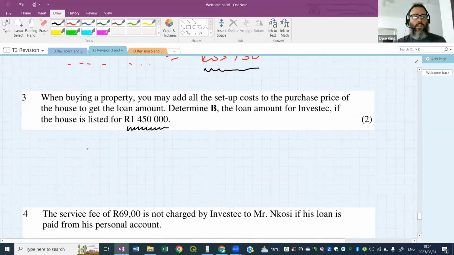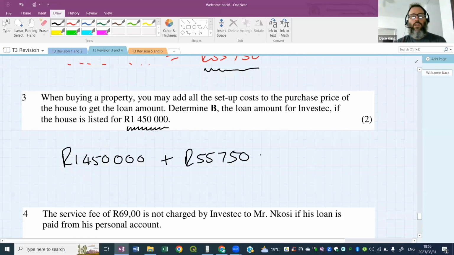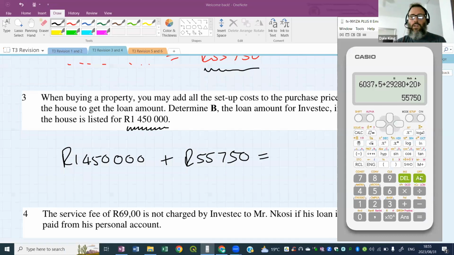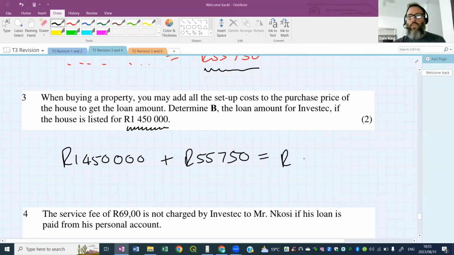All right, we'll quickly do that. Guys, I'm desperate to get to the meat. 1,450,000 plus the 55,750. So there it is on the screen, 55,750 plus the 1,450,000. That gives us a loan amount of 1,505,750. So that's how much.